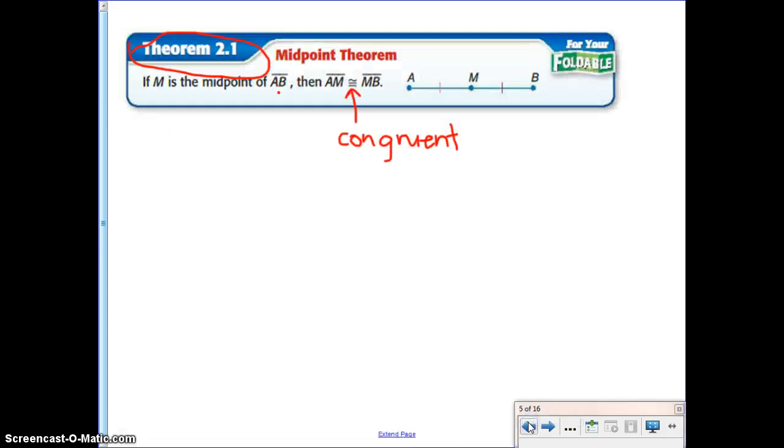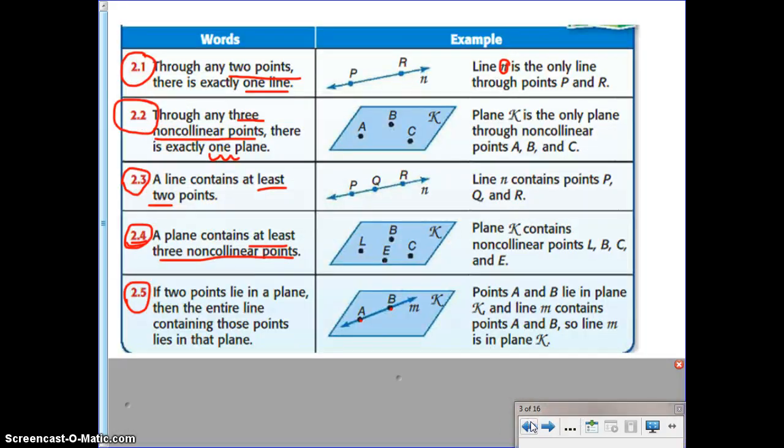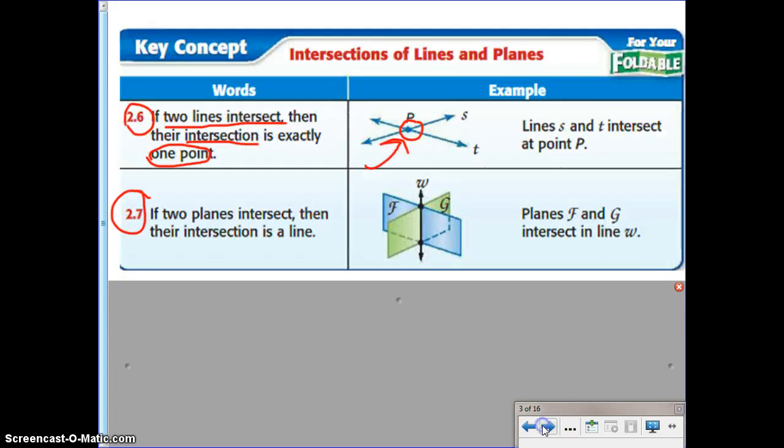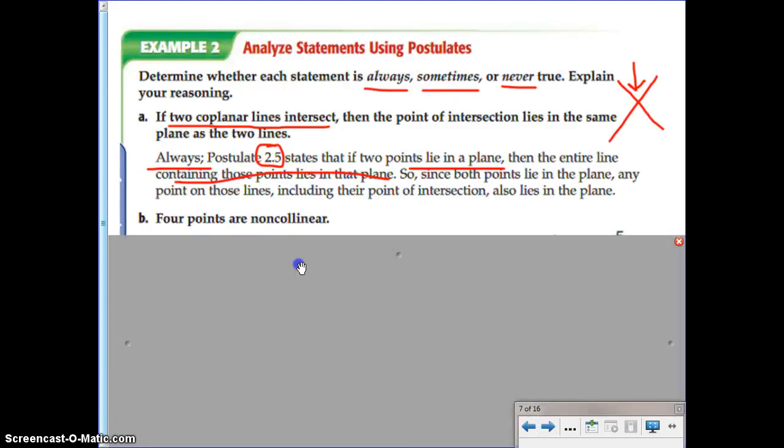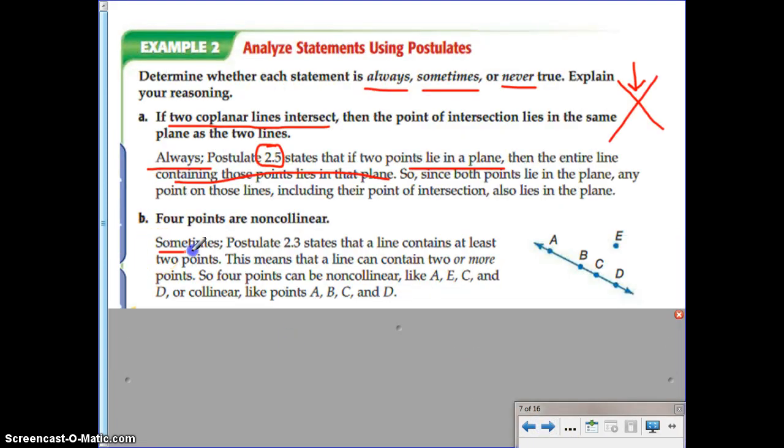So let's look back at our postulates. A line contains at least 2 points. So what do we know about 4 points? Well, is that always going to be true? No, sometimes. Postulate 2.3 states that a line contains at least 2 points. This means a line can contain 2 or more points. So 4 points can be non-collinear, like A, E, C, and D. This E is non-collinear. All right.